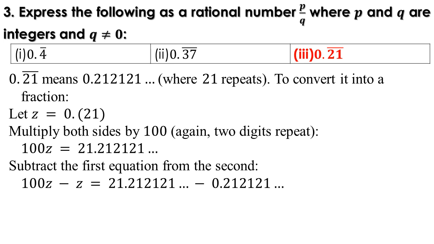100z minus z equals 21.212121 and so on minus 0.212121 and so on. This simplifies to 99z equals 21, and solving for z gives z equals 21/99. So, 0.21 repeating is the same as 21/99.